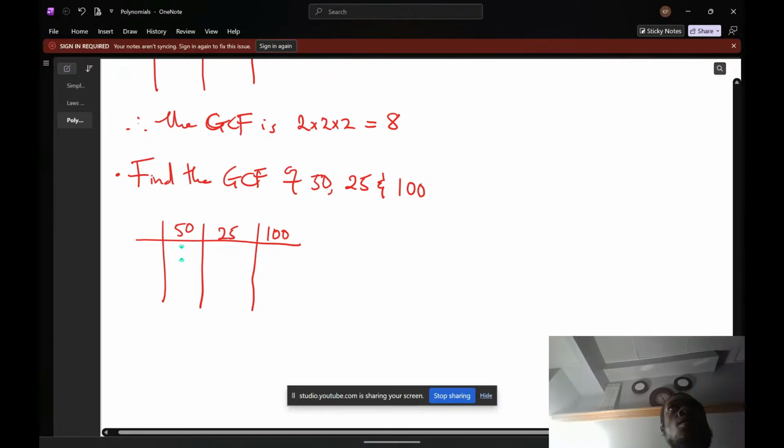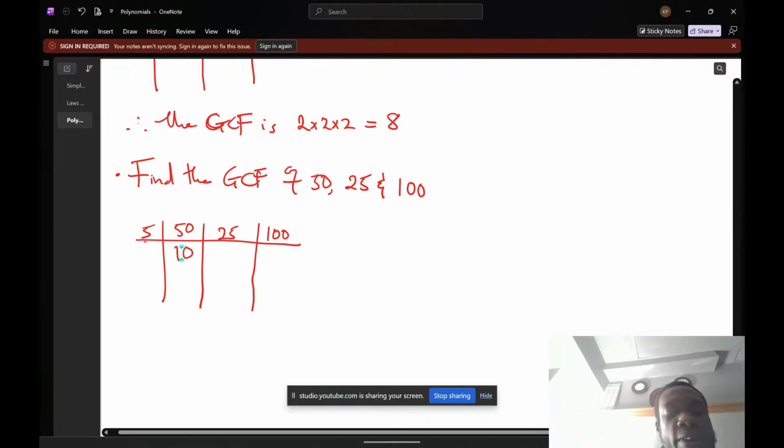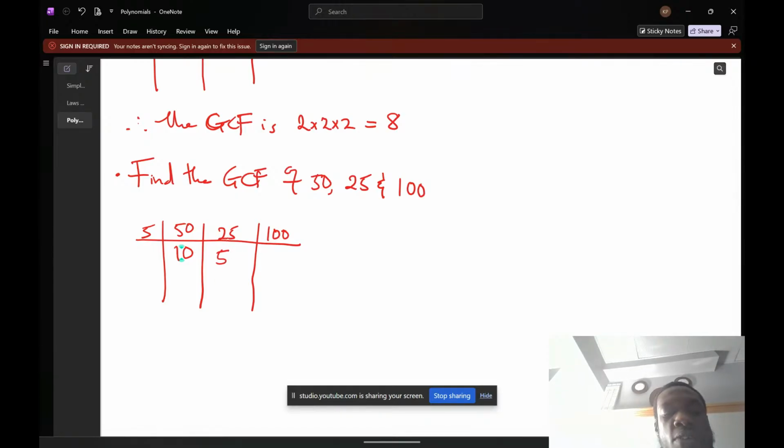Okay. So now we'll do 50 divided by 5 will give us 10. 25 divided by 5 will give us 5. 100 divided by 5 will give us 20. Okay. Now let's use 5 again. 10 divided by 5 will give us 2. 5 divided by 5 will give us 1. 20 divided by 5 will give us 4. So now we already have a number that is 1. So this is where it will end.